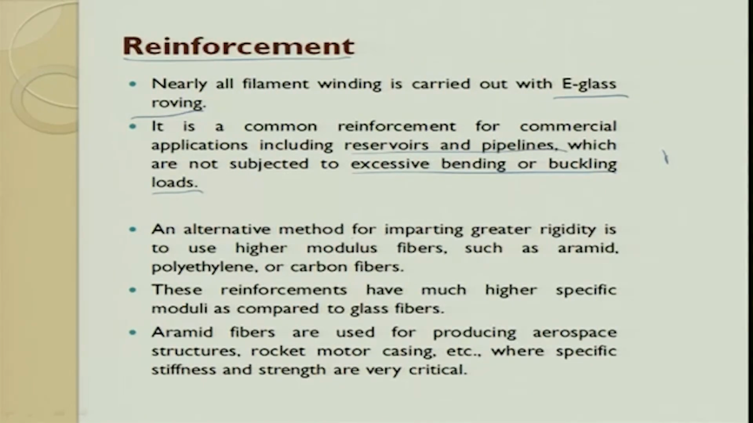An alternative is to impregnate with a higher modulus fiber like aramid fiber, polyethylene or carbon fiber. So here it has a very high specific modulus as compared to glass fiber. I have told all these things. So it is used for rocket motor casing, aerospace structures, where specific stiffness and strength are very critical. We always use carbon. So here there are 2 ways, one is glass fiber, another one is carbon fiber.